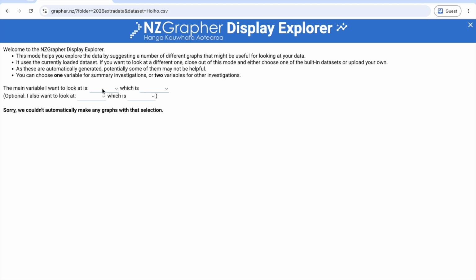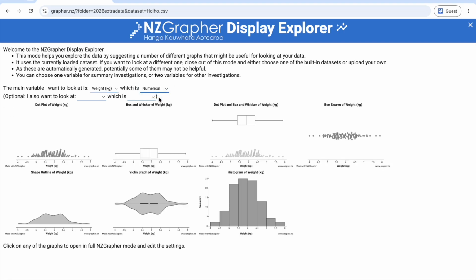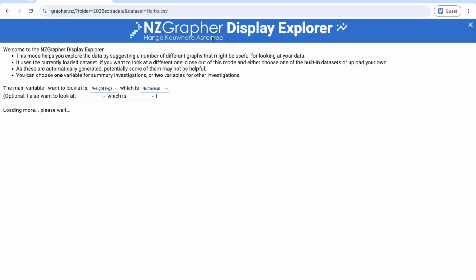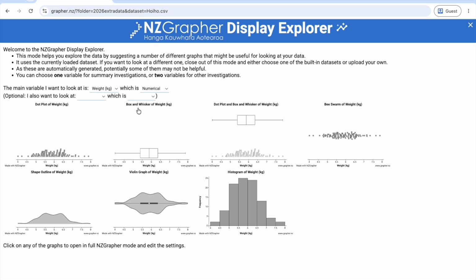Now for this one, I am looking at the Hoiho data, which is part of the 2026 extra data sets. So we're going to start off by looking at weight, because why not? Weight is a numerical variable, and that gives us a whole bunch of different graphs here of ways of displaying that data. All of these are clickable, so if I click on this one here, it brings it up in the big full view, and I can jump back into the Display Explorer and then fiddle with some settings.